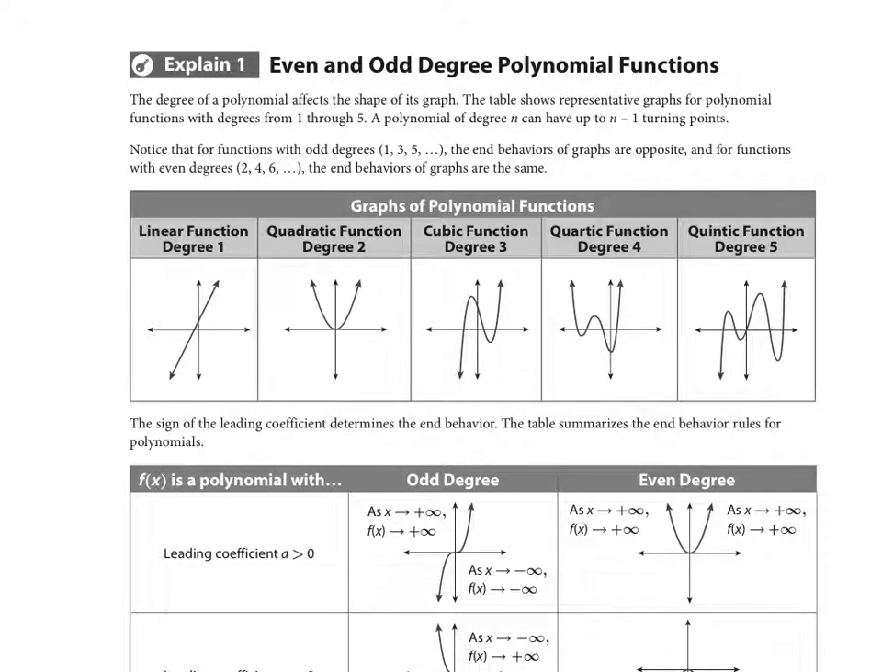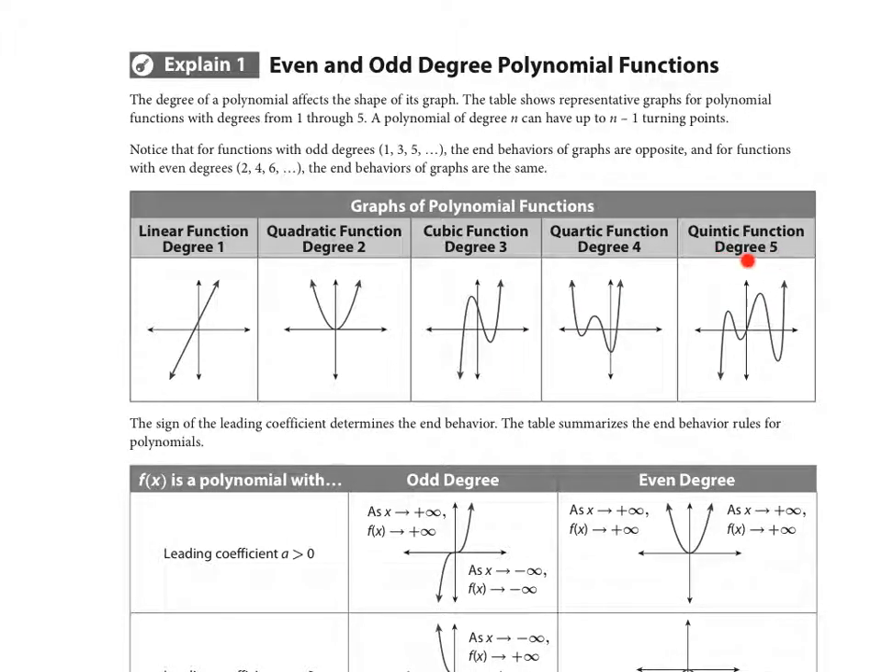Couple of things to note here. Whenever something is odd, so a linear function, degree 1, you notice on the negative side, it should go down. On the positive side, it should go up. Here's another odd one, degree 3, called a cubic function. On the negative side, it's going down. On the positive side, it's going up.